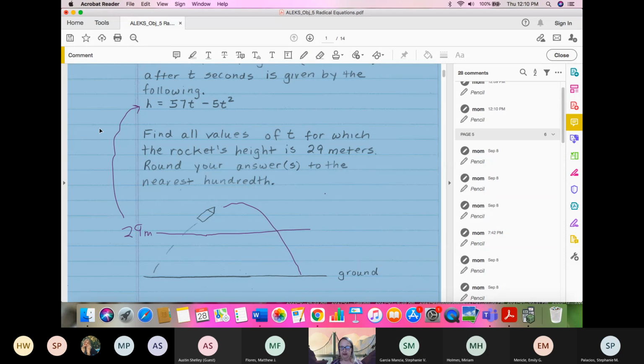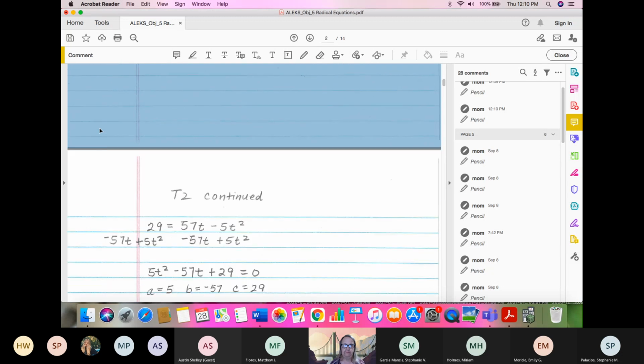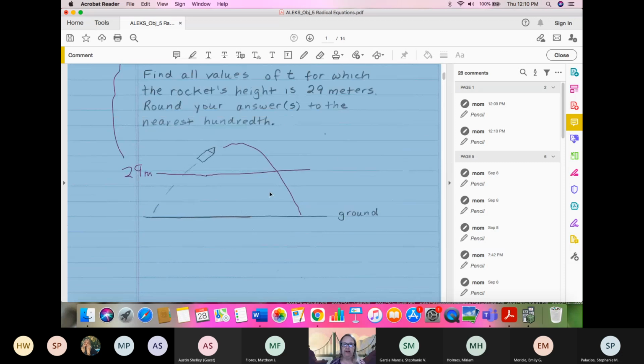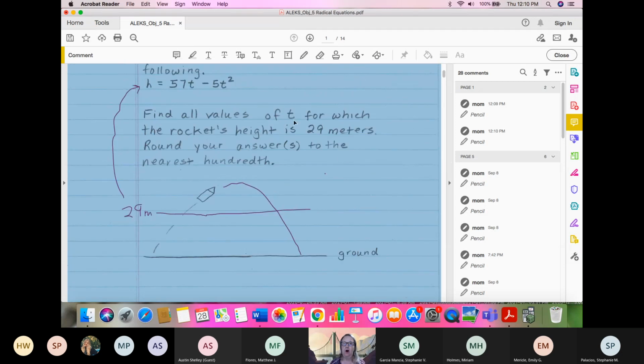Any questions on that? So what does that give us? That gives us 29 on the left side, right here, equals 57t minus 5t squared. And we want to find, just to verify, what are we finding here? We want to find all values of t. We want to find the time, meaning we want to solve for t.